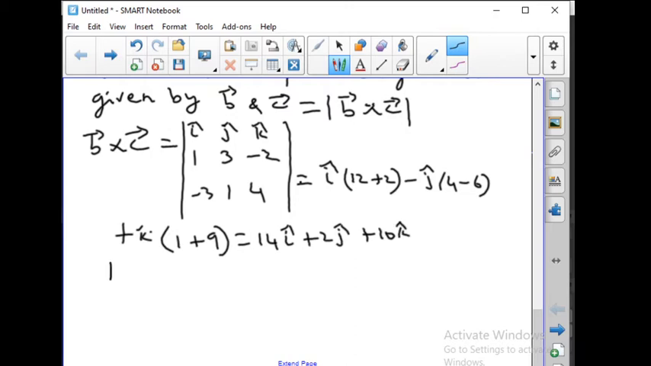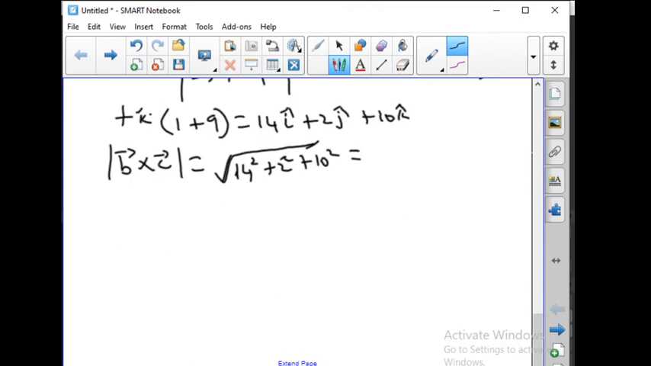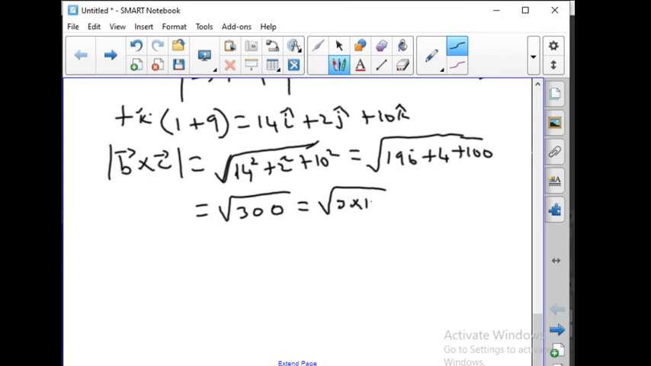So, the modulus of B vector cross C vector is equal to the square root of 14 square plus 2 square plus 10 square, which gives us the square root of 196 plus 4 plus 100. So it is equal to the square root of 300. 300 is 3 into 100, which gives us 10 root 3.